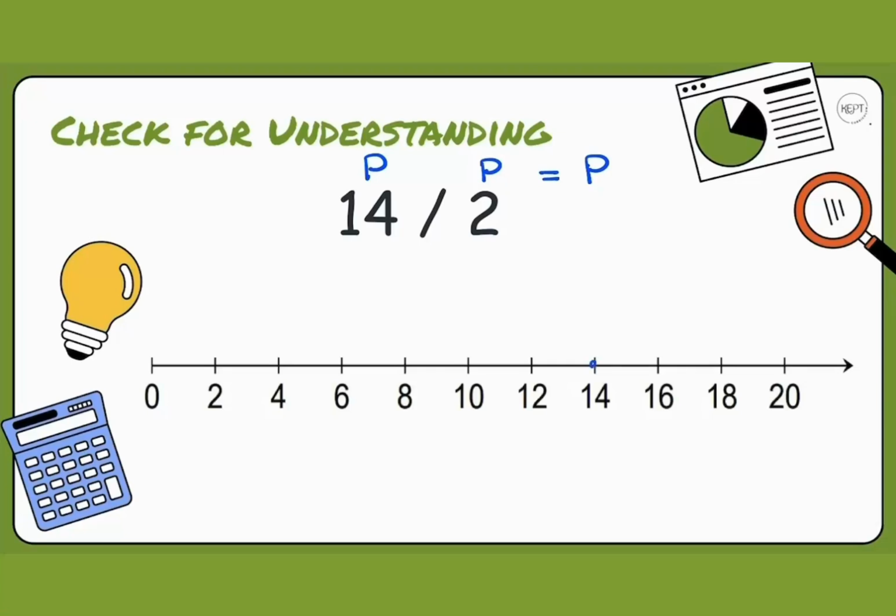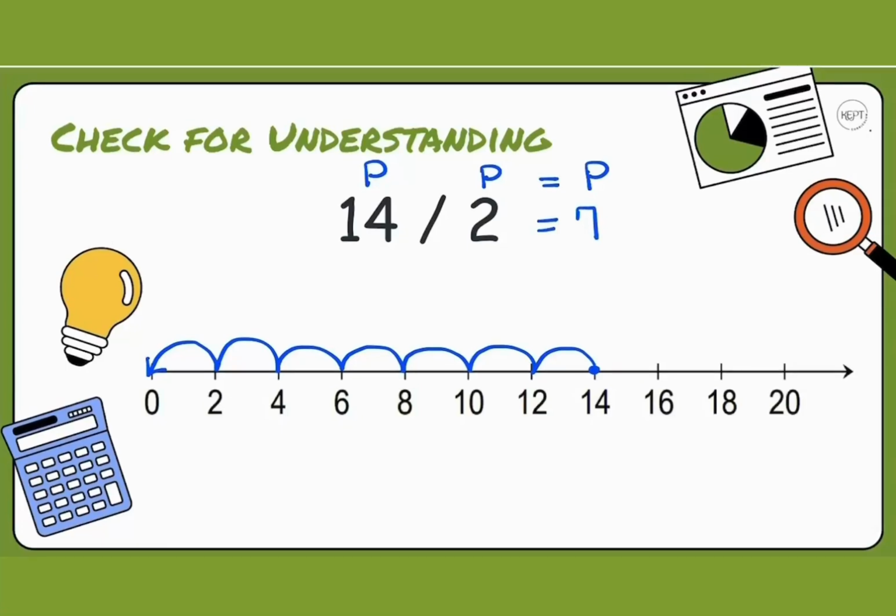So we're going to start here at 14. How many times do we need to jump in increments of 2 to get back to 0? So we're going to jump 1, 2, 3, 4, 5, 6, 7 times in order to get back to 0. So 14 divided by 2 is 7, and that answer is positive.